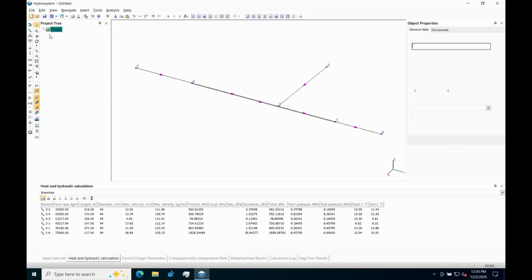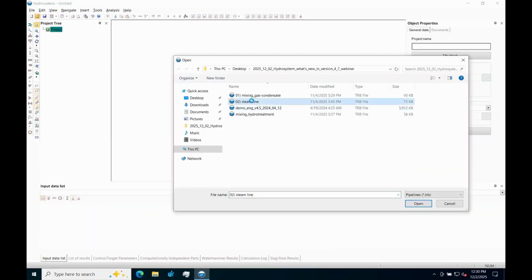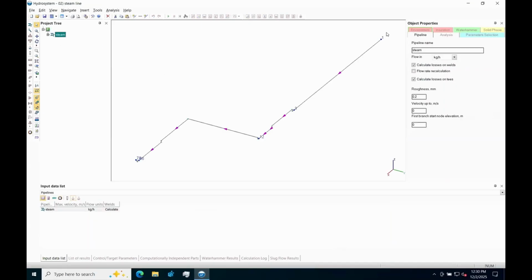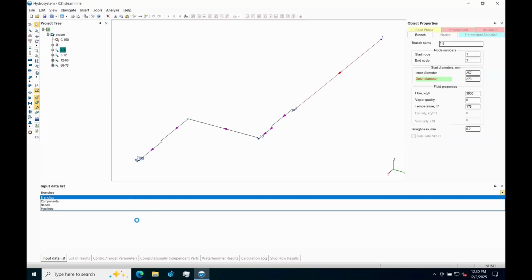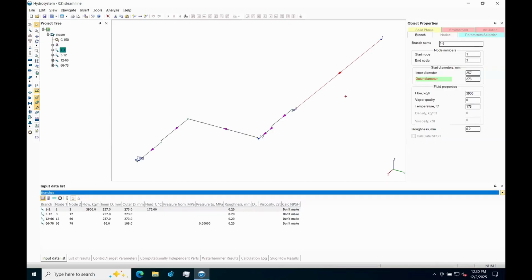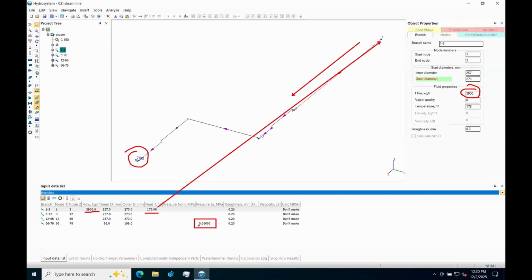I have an example of such a piping system. Yeah, I have some steam line. The steam piping system where in point number 1, let's visualize it over here, I have steam with a temperature of 175 degrees, and the steam goes from node number 1 to node number 78, or something like this. And it goes with a flow rate of 3900 kilograms per hour. And I need to get the outlet pressure of 0.6 megapascal.